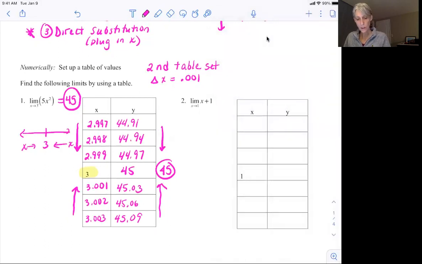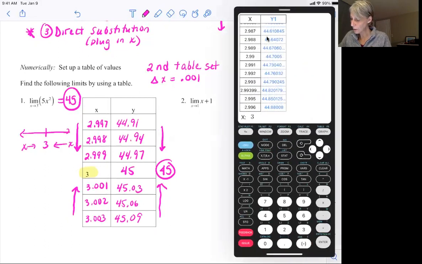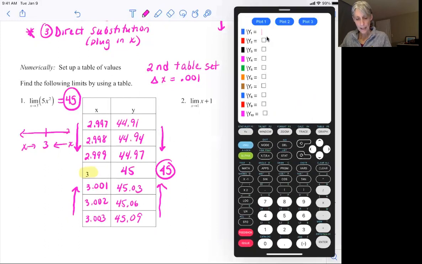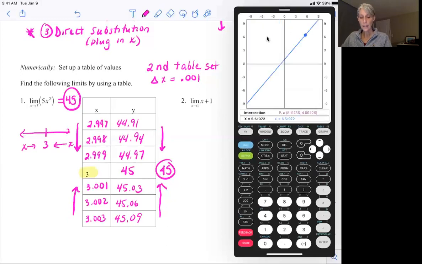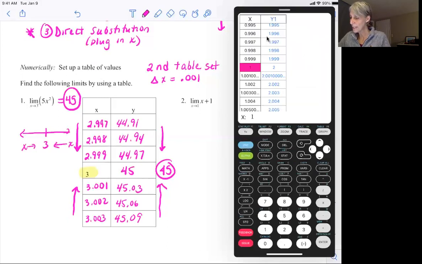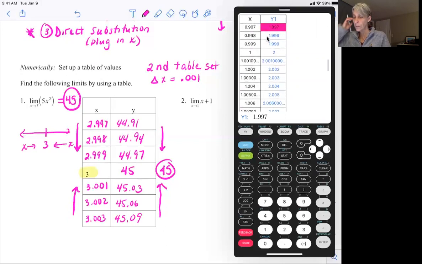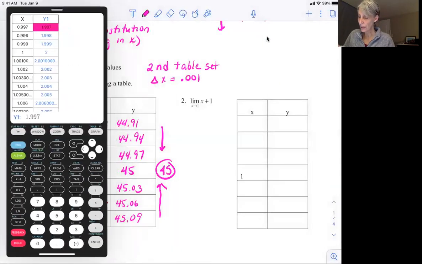If I look at my next graph, so now this one I'm evaluating the limit as X approaches 1 of X plus 1. That's my function. You could probably do this one in your head. Maybe we should. And my table as X approaches 1. Obviously, that's a line. If I go for my table of values, 0.997, 0.998, 0.999, we're going to go and fill in our table.